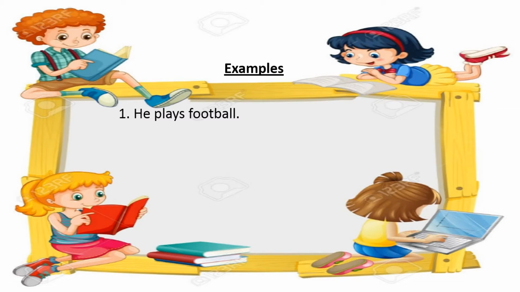Now, why is it doesn't or don't? Here in the subject we find he. If the subject is third person singular number, then we should use does. So, doesn't he play football? Here is the answer: doesn't he play football? The base form of plays is play.